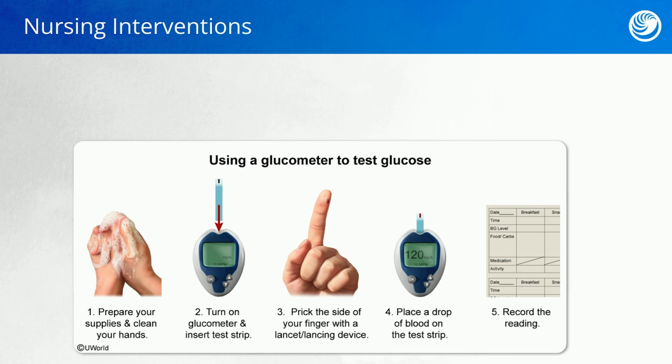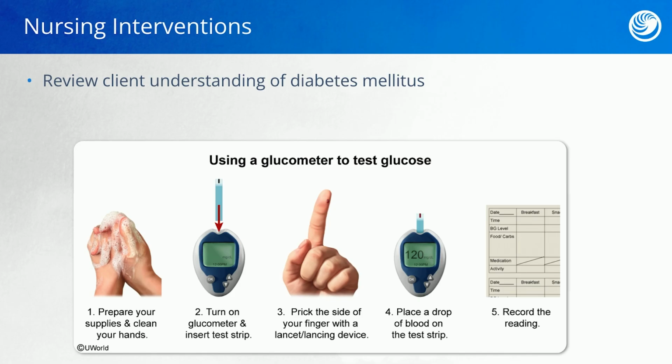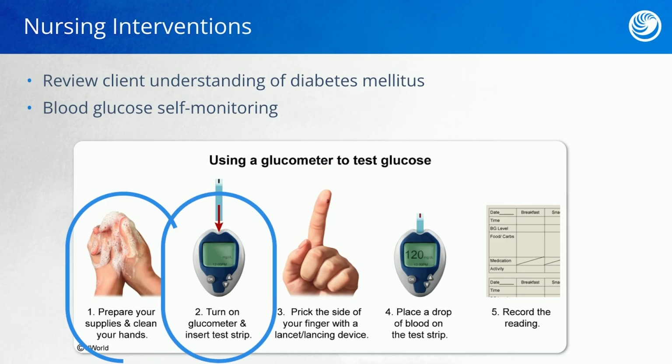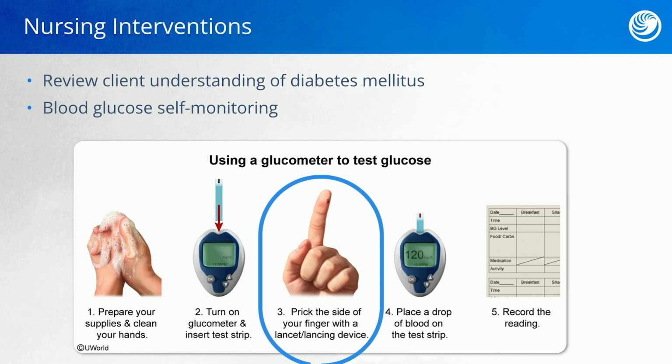Nursing interventions. We need to teach this client about their diabetes, about managing it, self-care, and also preventing complications. Along with that teaching, we'll teach them how to do blood glucose self-monitoring. All glucometers are a little bit different, but they all pretty much function the same way. We're going to have the client gather their supplies and wash their hands thoroughly and dry their hands thoroughly. They'll turn on the glucometer and insert the test strip. Then the client will prick the side of their finger.